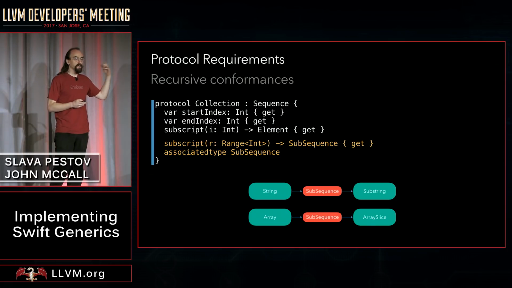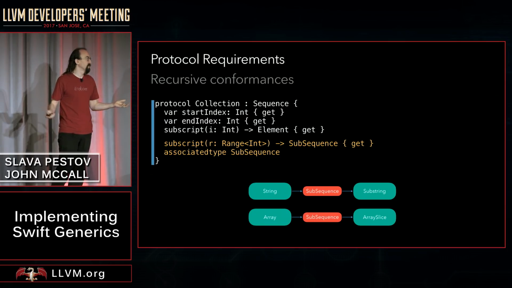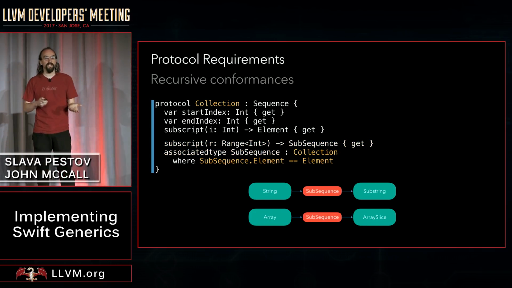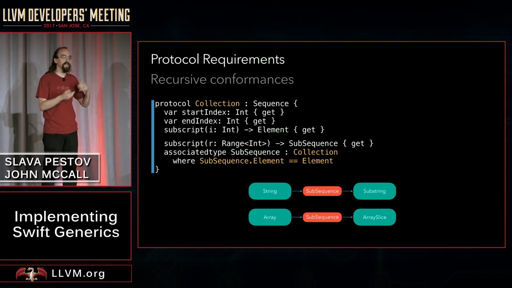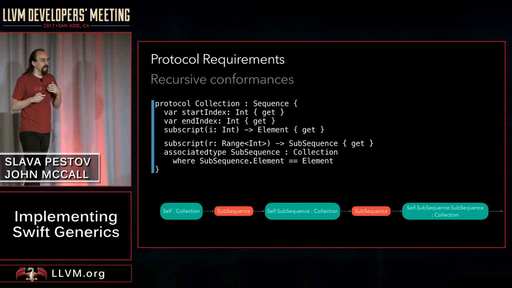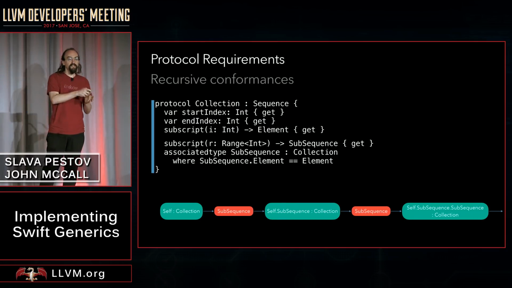But again, this subsequence type can't be completely unconstrained. I really want this to be a collection, and it has to be specifically a collection whose element type is the same as the element type of the outer collection. Now, there's an interesting thing about this. Subsequence, of course, is a collection. And so it has all the associated types of a collection. It has an iterator type, it has an element type, but it also has a subsequence type. So as stated right here, I actually have an infinite tower of associated types in my protocol.